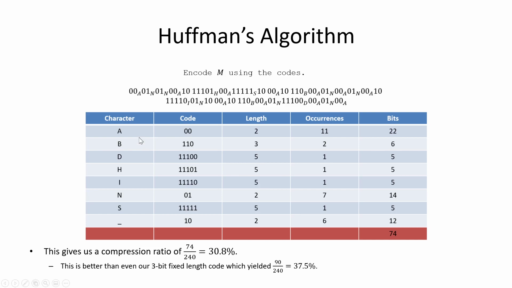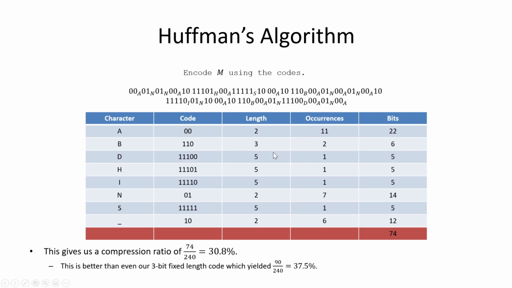For instance, we know that character A only takes 2 bits, and it shows up 11 times. So those 11 A's take 22 bits. Now notice here, think about our 3-bit code. In our 3-bit code, those 11 A's took 33 bits. So because of Huffman's code, we actually saved some bits here. We saved 11 bits, okay?